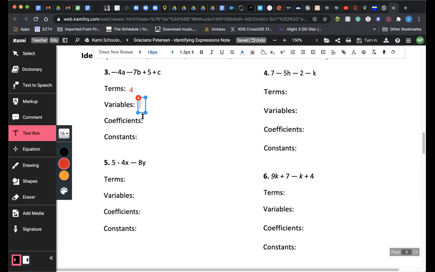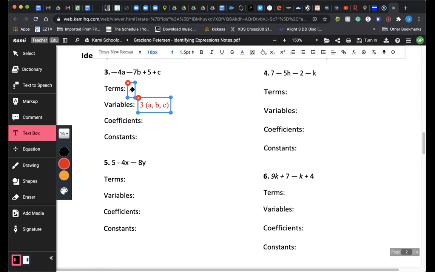What are the variables that we have? How many of them do we have? Is it 1? No, 2. 3. So we have 3, right? We have A, B, and C. Okay, so that's 3 variables. Every letter is a variable. So we have A, B, and C. Those are our variables.